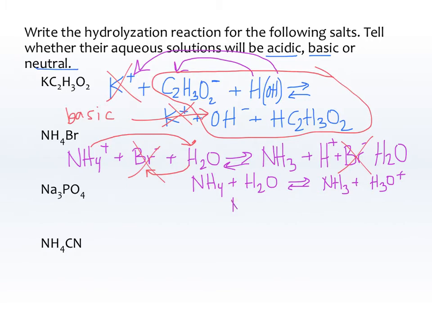Or you could just say NH4 plus breaks into H plus and NH3. So either way you kind of want to write that. Now, acidic, basic, or neutral. Notice that there's an H plus here, which should tell you that this guy is acidic, or an acid. And NH4 plus is the conjugate acid of the weak base NH3.